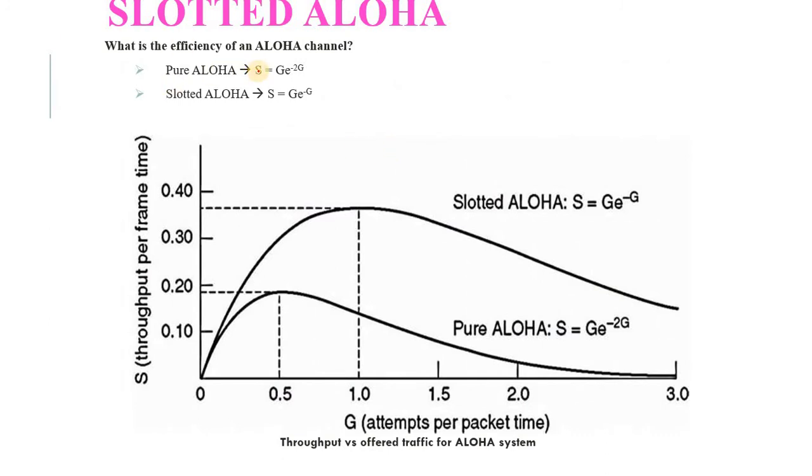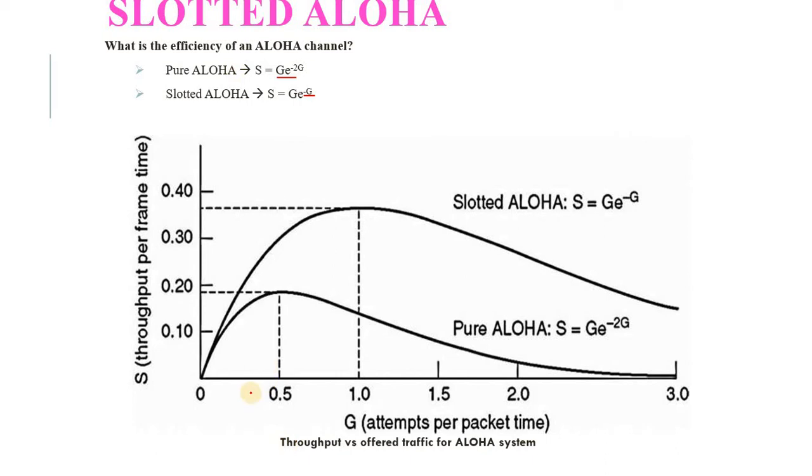The efficiency of pure ALOHA is G times e raised to minus 2G, and in slotted ALOHA the efficiency is G times e raised to minus G. So the efficiency of slotted ALOHA is higher than pure ALOHA.